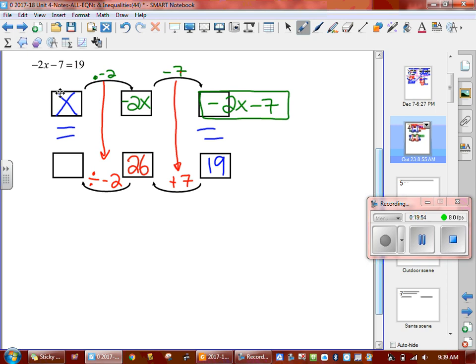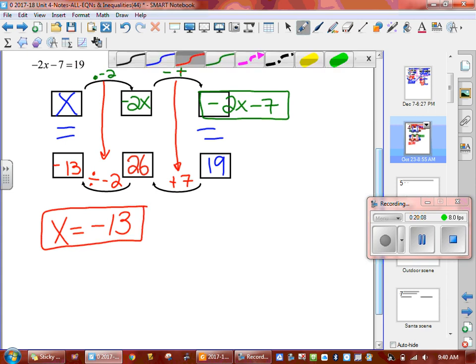And again, we're going to take our answer out of the box. X equals negative 13. And then box or circle your final answer. So again, we can find our final answer vertically, and then we pull it out of the box. Okay?